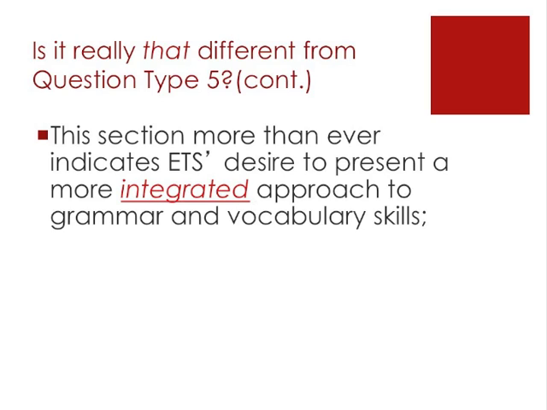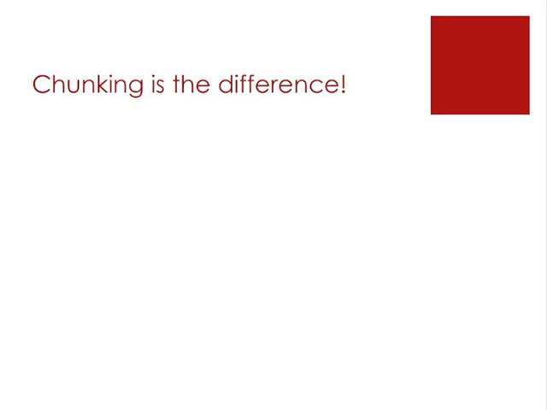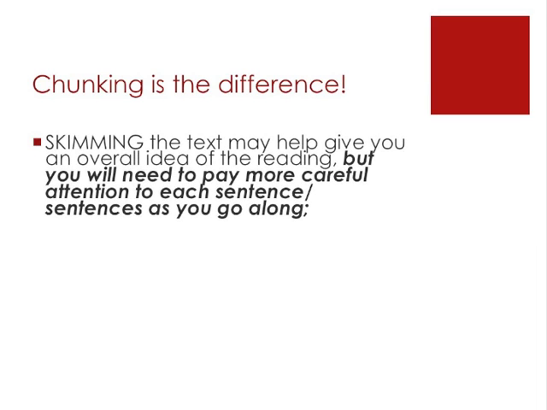So in this case, this is part of the Educational Testing Service's desire to present information in a more integrated way. So instead of just looking at a single sentence and trying to find the grammar or vocabulary idea, now ETS wants to see if you can put all of this information together. So using these more authentic looking materials is part of the idea of trying to understand how things work in context. So in this case, the answer is yes, there is some difference between the two. Chunking is a big difference here, because since we have more text that we have to look at, we're going to have to pay more attention as we move along.